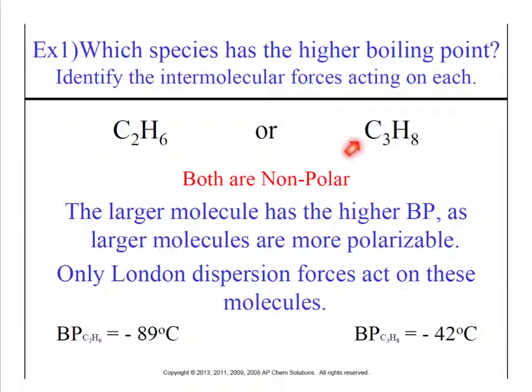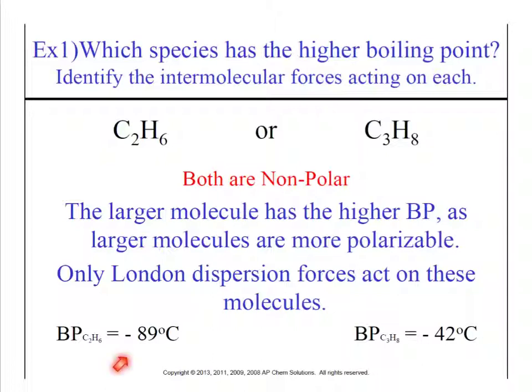nonpolar. So both of these are nonpolar, and if we want to figure out which one has the higher boiling point, then we're going to have to figure out which one has the stronger London dispersion forces. And to look at that, we're going to have to look at polarizability. So the larger molecule, therefore, is going to have the higher boiling point because it's more polarizable. Larger molecules, electrons are spread out, it's easier to pull them to one side. If it's easier to pull them to one side, it's easier to induce a dipole, therefore it's going to have stronger intermolecular forces. And so since C3H8 is the larger of the two molecules, that means it's going to have stronger intermolecular forces, therefore it's going to have a higher boiling point.